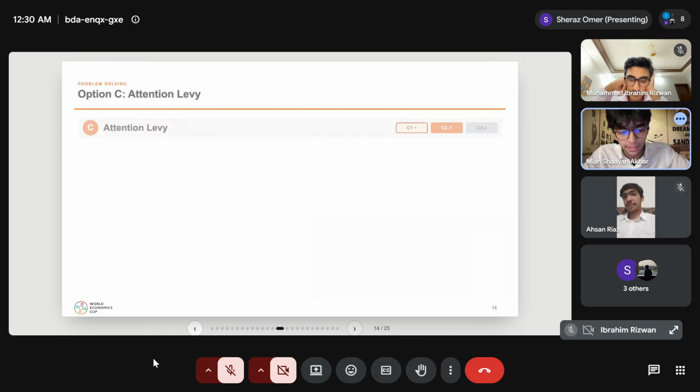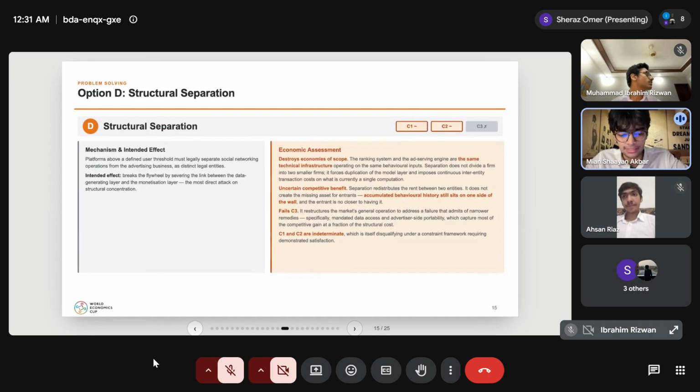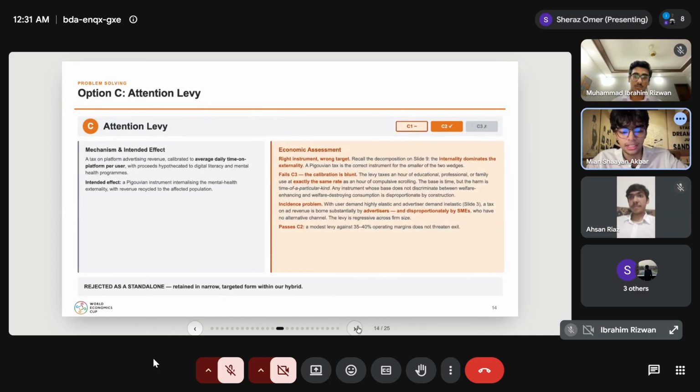Option C now, an attention lever, represents a fiscal Pigouvian perspective, a tax on time spent on the platform. Tax incidence theory holds that the burden of a tax falls on the less elastic side of a market, and advertisers, particularly small businesses with few alternative channels, sit on that less elastic side here. So the tax would likely be borne substantially by small advertisers rather than the platform. It also taxes every hour of use identically, so it is not calibrated to the internality it targets.